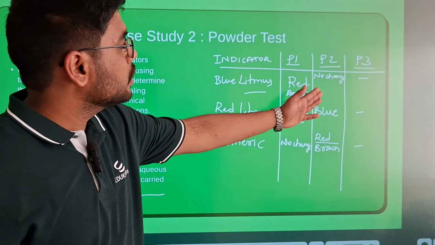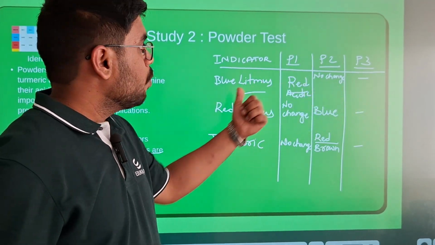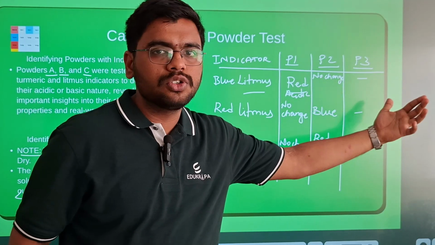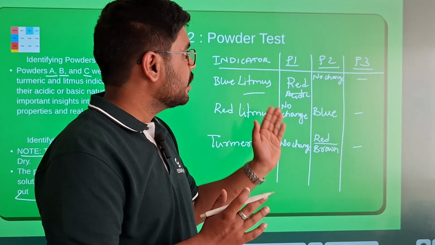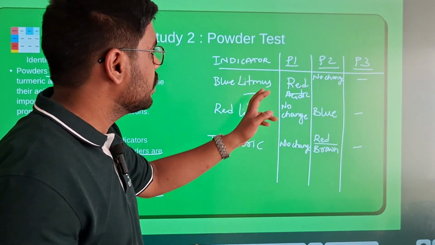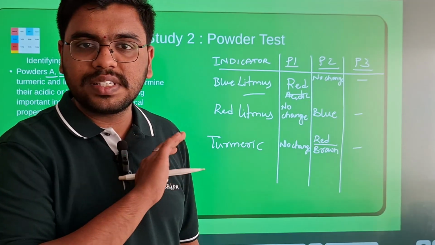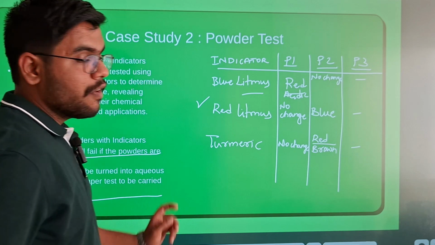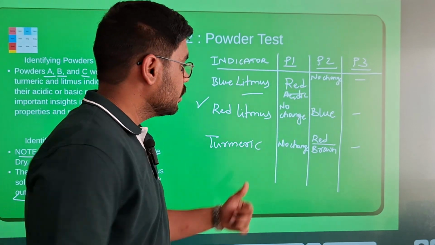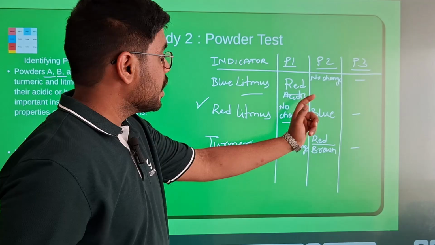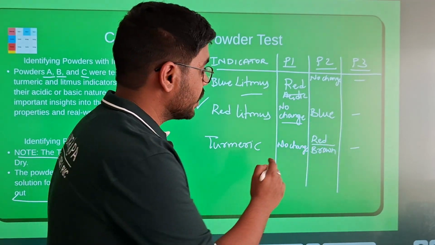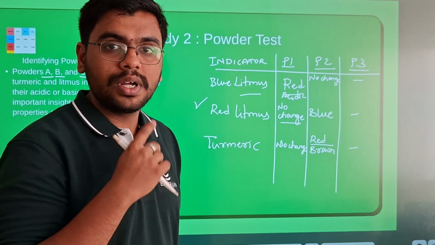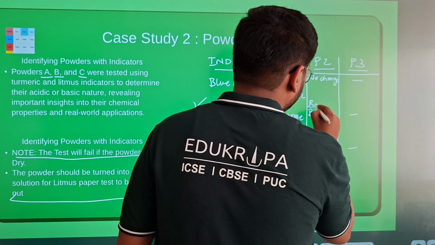Next, when blue litmus paper was tested on powder 2, there was no change, and also in powder 3, there was no change. Does this test conclude the nature of powder 2 and powder 3? No, we still can't conclude the nature of powder 2 and powder 3. Next, we take red litmus paper. When we check red litmus paper with powder 1, there is no change. But when we test red litmus paper on powder 2, it turns blue. Now we can conclude that powder 2 is basic in nature.